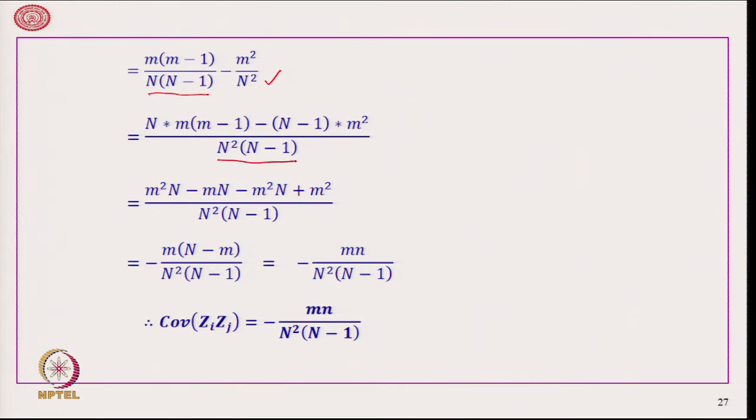Therefore, we get in the denominator n square into n minus 1, numerator is coming out to be n into m minus 1 minus n minus 1 into m square. So, let us again open it. It is m square into capital N minus mn minus m square into capital N plus m square. So, these two cancel out. If I take minus common, we are left with capital N minus small m, and capital N is equal to m plus n. Therefore, N minus m is equal to small n, and therefore, we get the result.